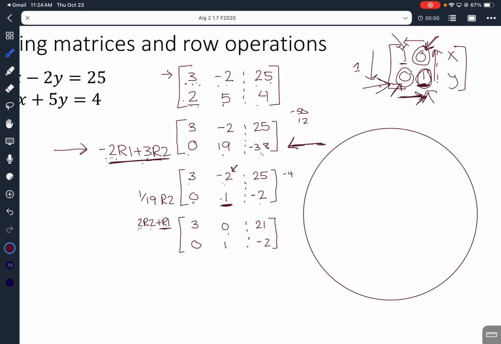All I need to do is get my last 1. Now, if I get a fraction, do I care? No, because I'm done using everything. So I need 3 to be 1. So I have to multiply it by what? 3? Or no. I need it to be 1. What do I multiply a number by to get it to be 1? It's what?